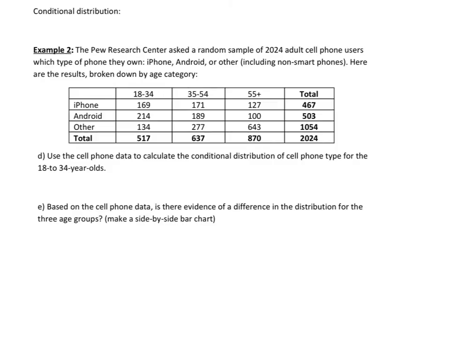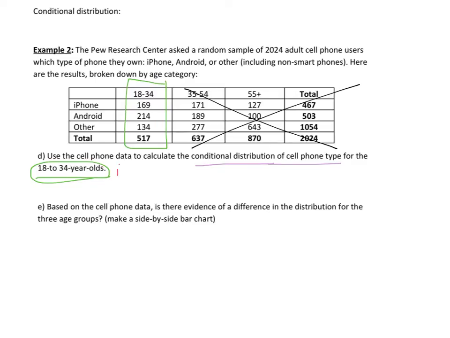So in this one, for part D, I ask you for the conditional distribution of cell phone type for the 18 to 34-year-olds. So in this case, my condition is that I know that these people are 18 to 34. Honestly, for this question, I don't care about any of the other info in that table. All I'm looking at is the 18 to 34.